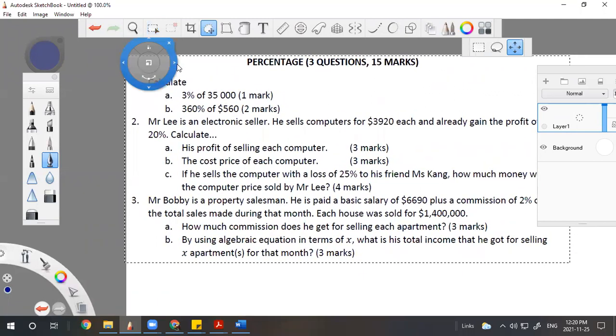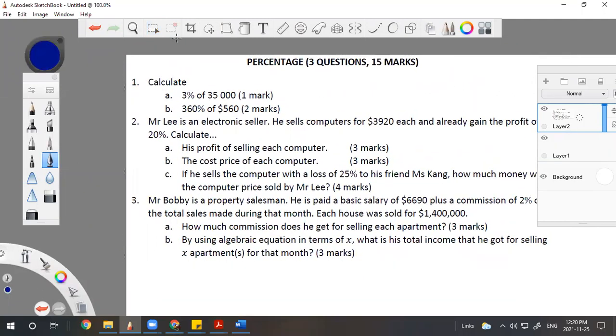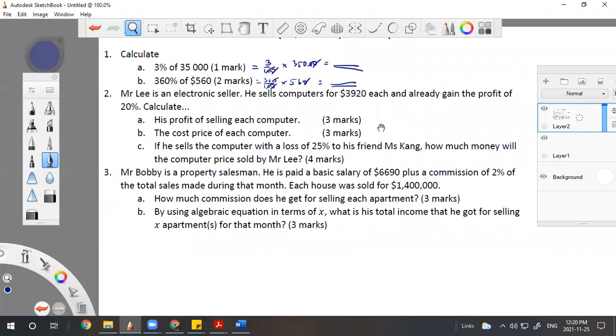Piece of cake. Of is multiply, right? 3% of 35,000. 3 over 100, right? Percentage is over 100 times 35,000. You can calculate by yourself. I don't want to calculate it. 360%, 360 over 100 times 560. You can also calculate it by yourself, right? I just help you to cross the zero, right? Done. I don't want to do this.